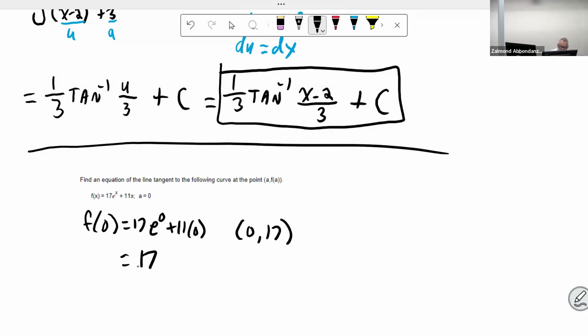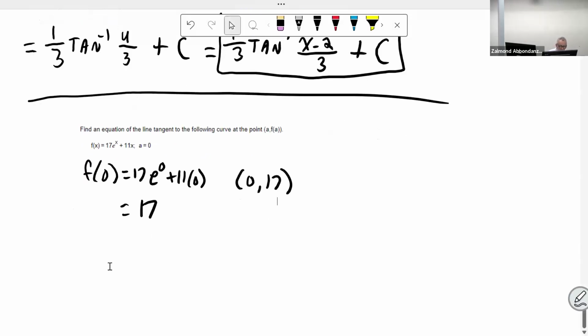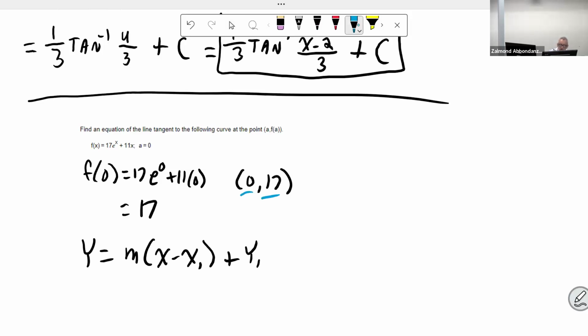This equation is going to look like this: y equals the slope times x minus x1 plus y1. However we want to write that. The x1 and the y1 are these numbers here, 0 and 17. So I'm going to put those in. So y equals m times, well, m times just x because it's x minus 0, so x plus 17. Let me know if I make a mistake. And so the only thing I need to find here now is the slope.